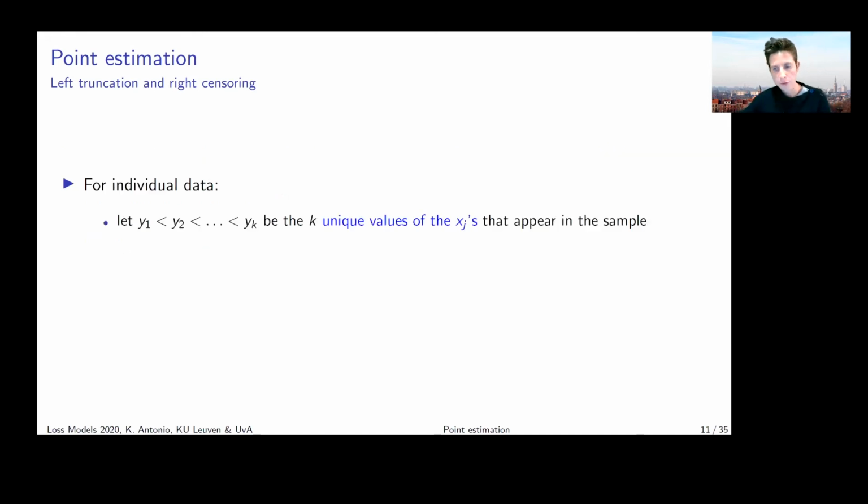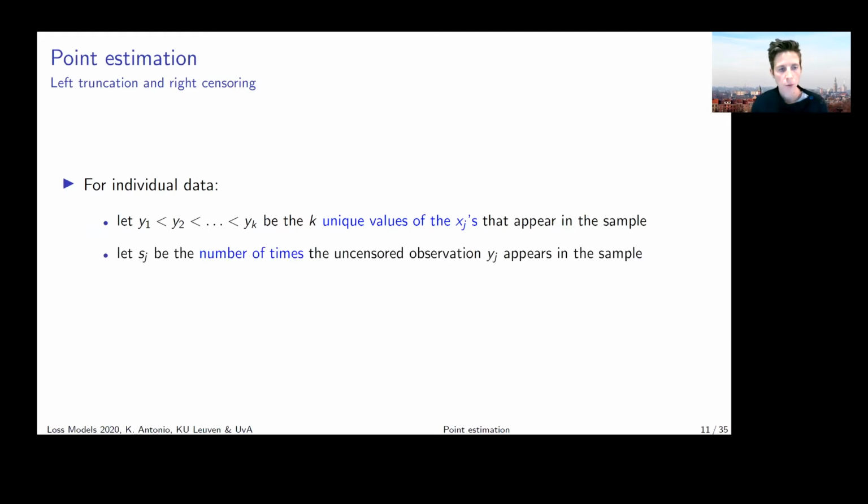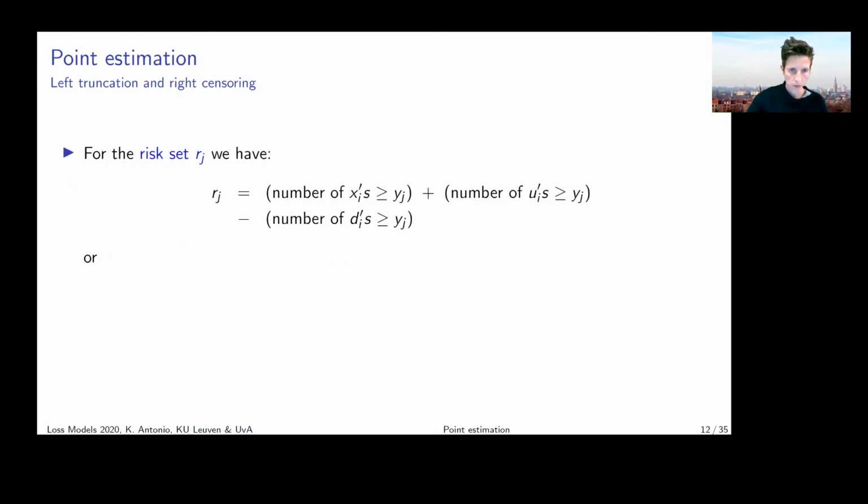So if we then go back to the notation that I introduced on the iPad, here we have our unique values in the sample, the y1 up to the yk. We're going to denote sj the number of times the uncensored observation appears in the sample. And we're going to denote with rj the risk set that comes with the ordered observation yj. Then first of all, we need to think about how that risk set would be defined in case you have the left truncation and the right censoring. So that's the reasoning we're going to build up here, and that's the expression I want you to think about a little bit.